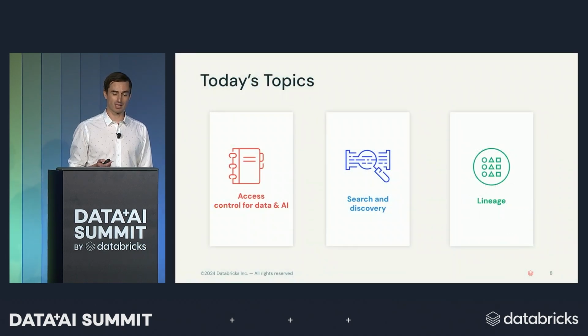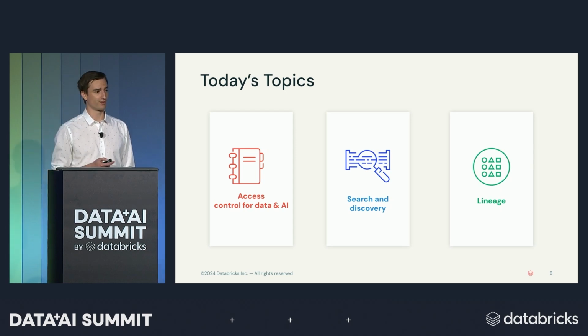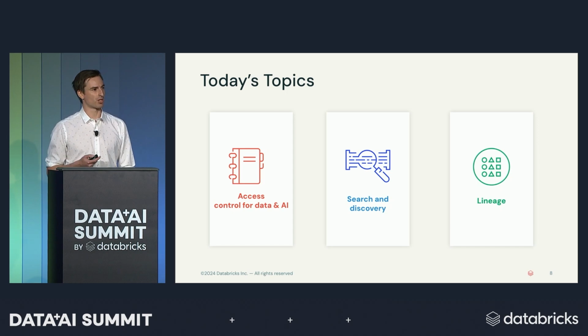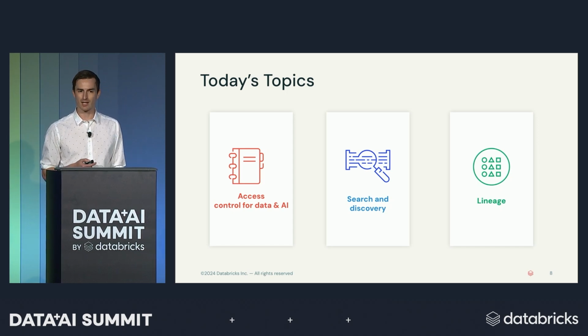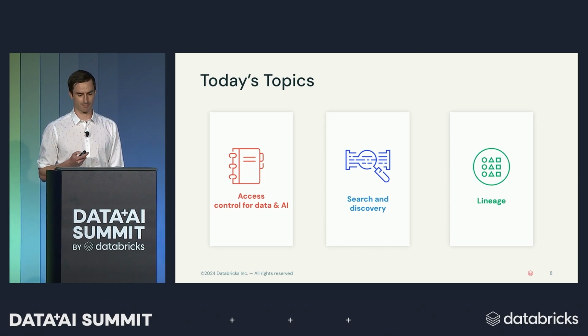And what we wanted to go through today are the big feature pillars that we think can help you realize this potential. So today's topics, we're going to go through these three different types of capabilities. So access control for data and AI. But governance is so much more than just controlling access to data. It's also about making sure the right people get access to the right data and can understand that data and ultimately trust it as well. So we're going to go through search and discovery and lineage.